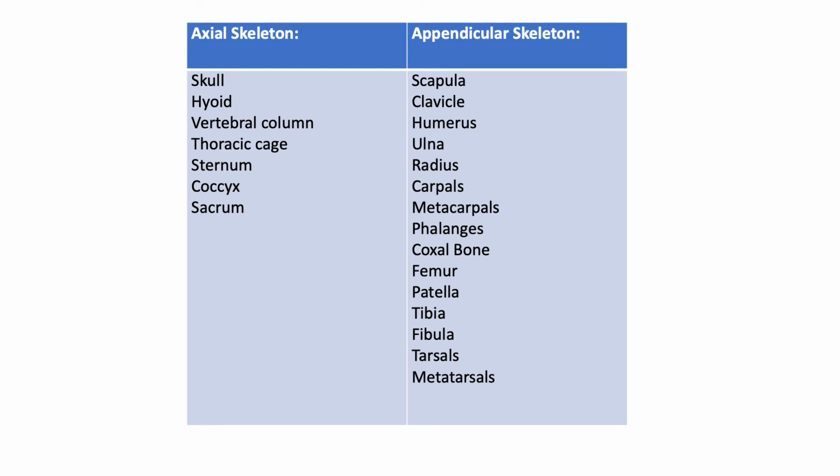This is a list of the bones that I want you to be familiar with that are part of the axial skeleton. We walked through each of those for the axial skeleton, but we're now going to switch gears and walk through the bones of the appendicular skeleton, looking at both the upper limb and the lower limb.